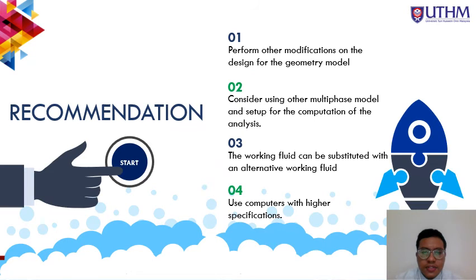And lastly, as for the recommendation, the first recommendation is that I suggest we can perform other modifications on the design for the geometry models, such as installing other shapes of obstacles, other types such as the parallel plates. Also, we can change the shape of the bubble column reactor. And second, we can consider using other multi-phase models and setup for the computation of the analysis. We can use mixture as the multi-phase model, or also we can use K omega for the turbulence model.